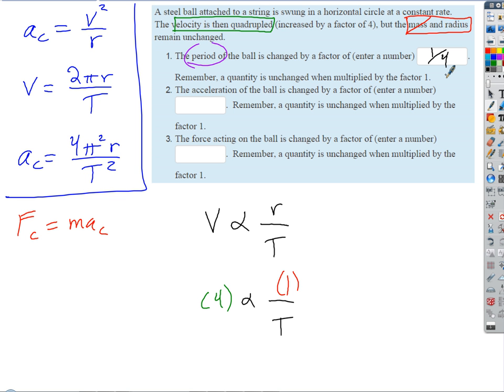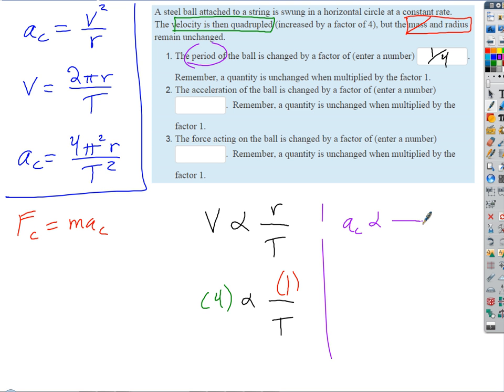Now that we know that t is changing by a factor of 1/4, what about acceleration? Well, we could use either one of these, couldn't we? Because we know the behavior of speed and radius, and we know the behavior of radius and period. So you take your pick, they're both going to give the same answer. Let's do the first one. If we want to find acceleration, centripetal acceleration is going to be proportional to v squared over r.